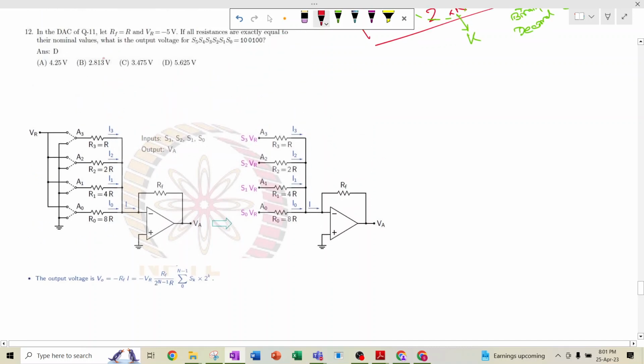So for the DAC of question 11, RF equal to R and VR equal to minus 5 volt, and all the resistances are exactly equal to the nominal values. So what is the output voltage of S5, S4, S3, S2, S1, S0?